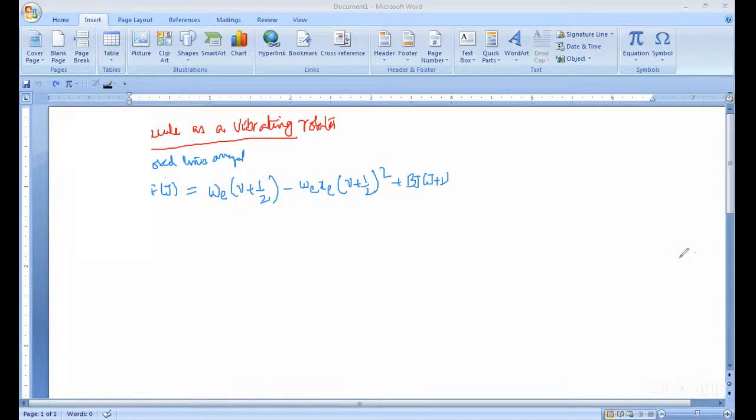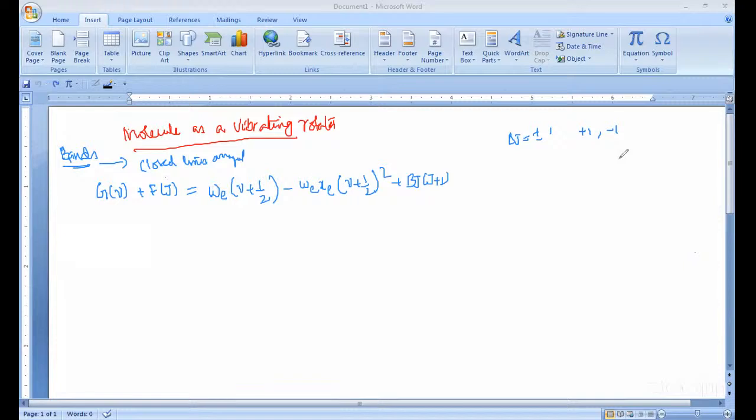So for a given vibrational transition, the rotational transition is delta J equals plus or minus 1. Already we have written the selection rule: delta J is equal to plus or minus 1. So either you have a plus 1 or a minus 1. Two values you have.